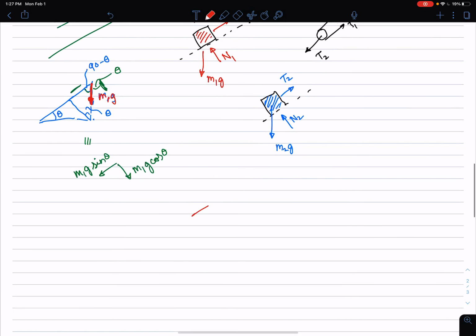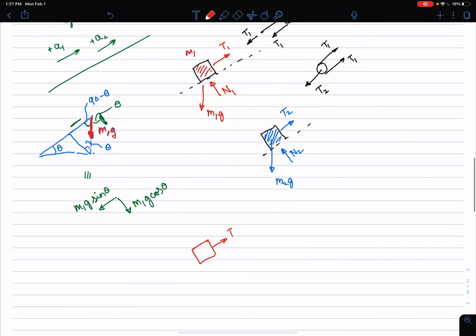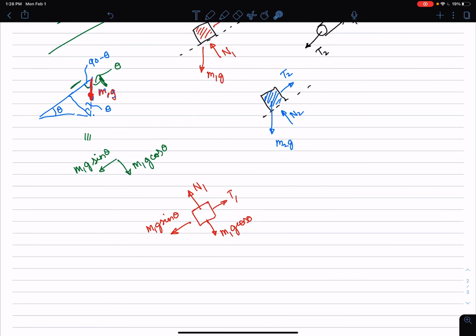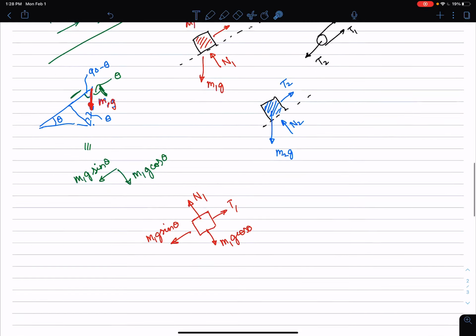So the two masses have free body diagrams that look like this. The red mass looks like m1g sine theta, N1, m1g cosine theta. Okay, so I'll be okay with it if you just drew this picture directly for something like this.